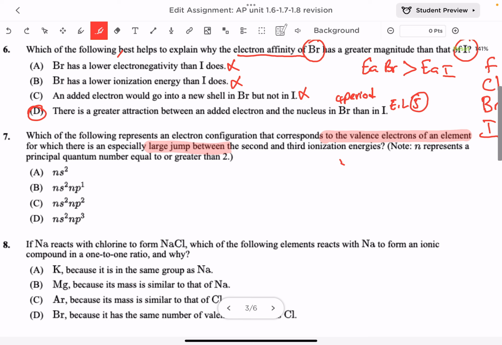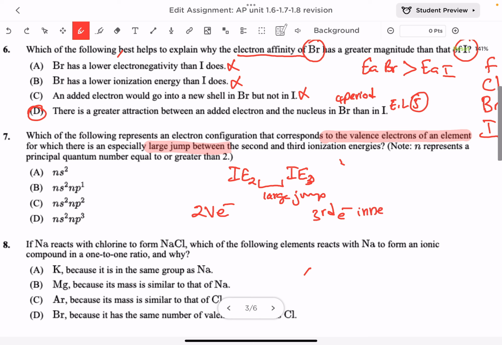So there's a large jump between the second ionization energy and the third ionization energy. From this, you need to understand that we are dealing here with 2 valence electrons, and the third electron is an inner electron. So, which of the following would be the correct configuration? Here I have 3 valence, 4 valence, 5 valence electrons, and A is the only one with 2 valence electrons.